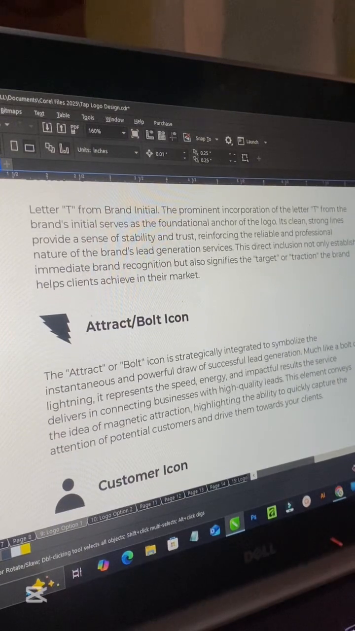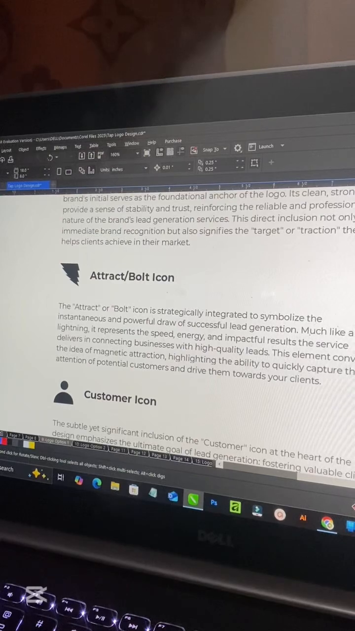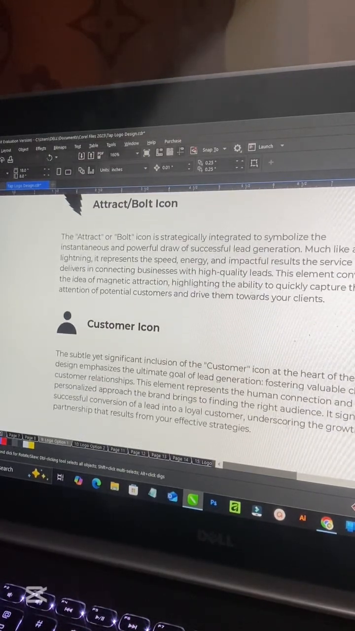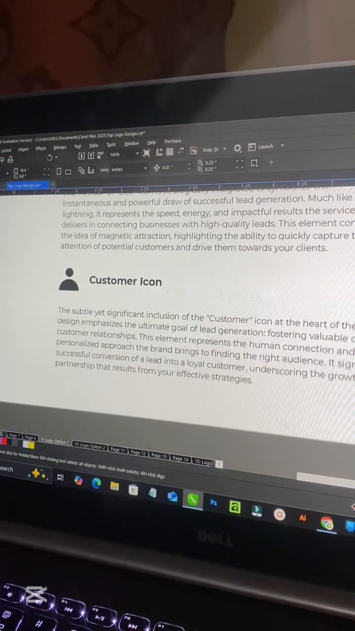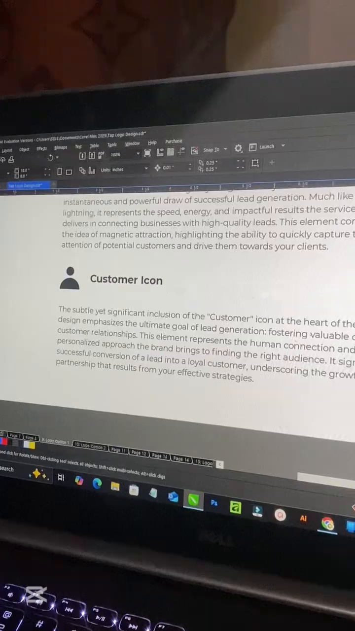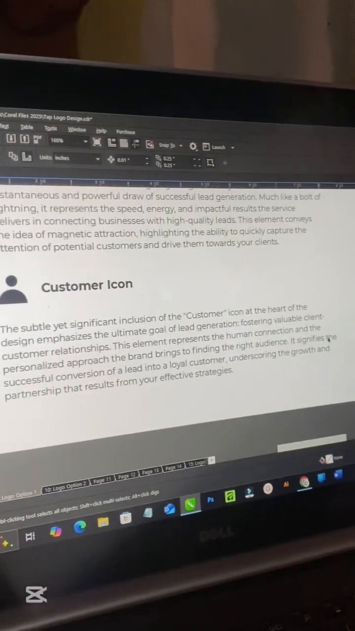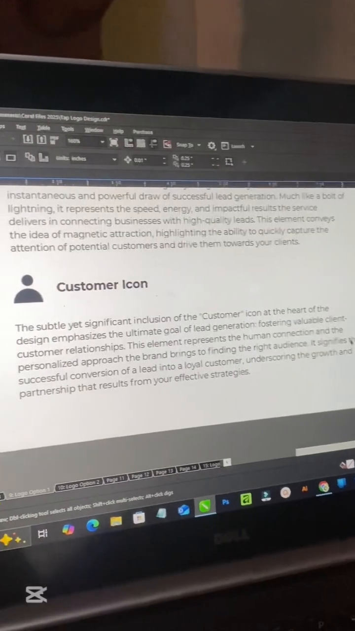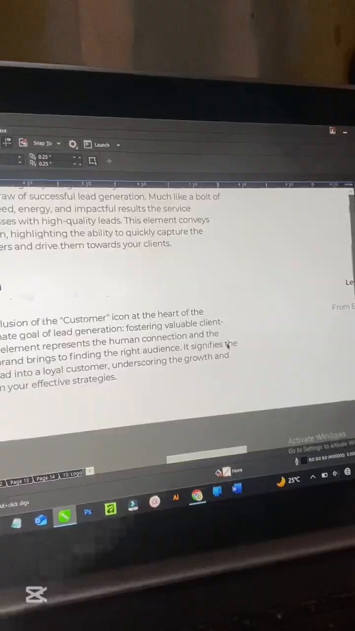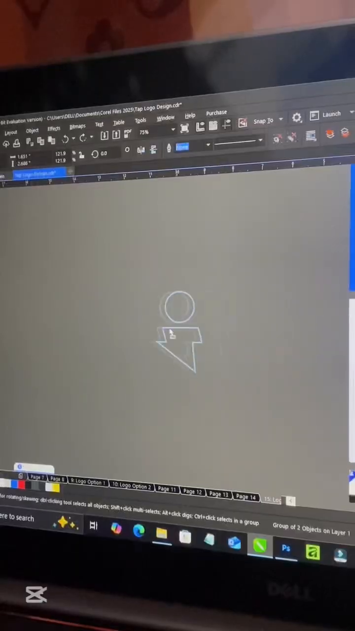The second one is the bolt or attract icon. This was creatively infused to symbolize how fast and how efficient the services are. The last option here is the customer or lead icon. This basically explains the valuable customer relationship, and these elements represent the human connection and the personalized approach the brand brings to finding the right audience, which signifies the successful conversion of leads into loyal customers. So that was how I was able to come up with this.